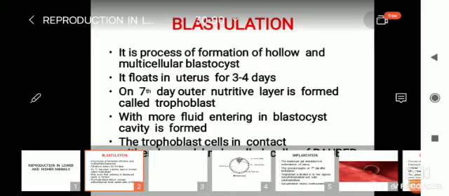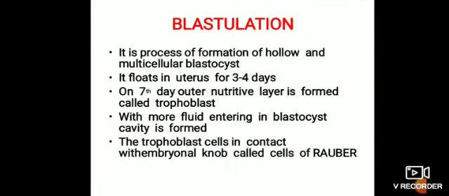On the 7th day, an outer nutritive layer of the blastula is formed, called the trophoblast, which is nothing but the food layer. So nutrition from the uterus passes through to the developing embryo.